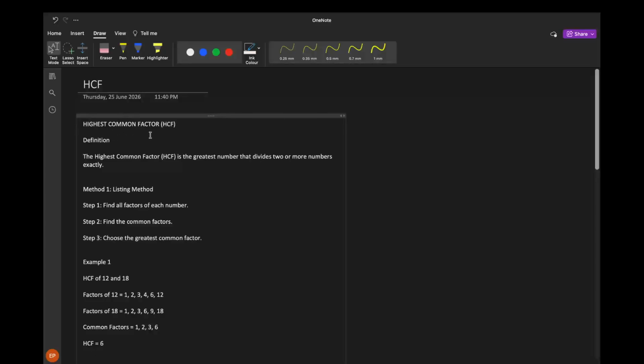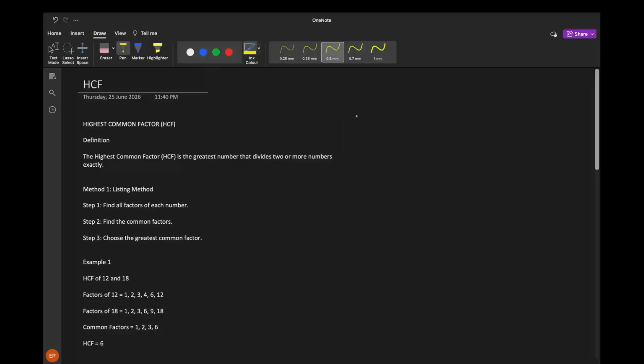The name itself tells we have to first find the factors, then find out the common factors. In that, which is the highest one, that is called HCF, which is highest common factor. Definition is simple. The highest common factor is the greatest number that divides two or more numbers exactly.